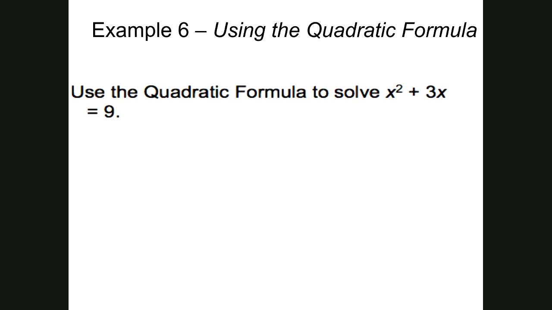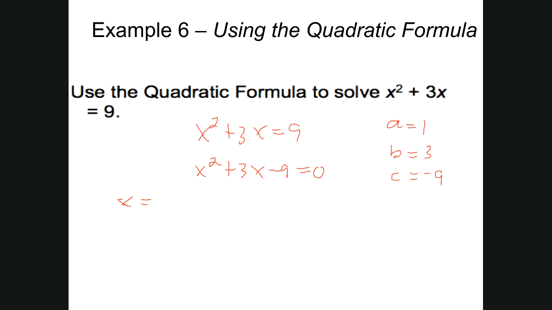So if I asked you to solve this problem, x squared plus 3x is equal to 9, the first thing we have to do is set it equal to 0. So x squared plus 3x minus 9 is equal to 0. My a value is 1, my b value is 3, my c value is negative 9. So I'm going to use the quadratic formula. x is equal to negative b, so that's negative 3, plus or minus the square root of b squared, so 3 squared is 9, minus 4 times a times c, so that's negative 36, all over 2a. 2 times a is 2.